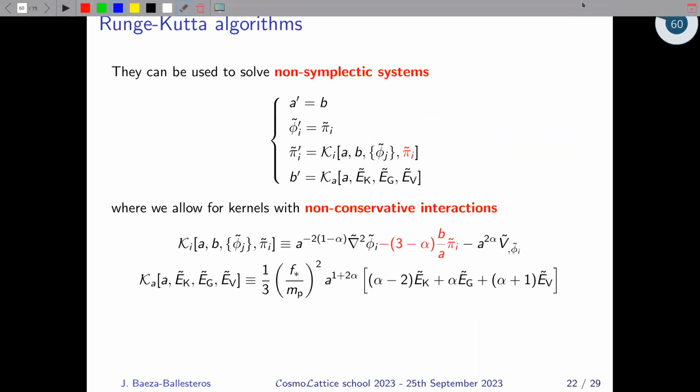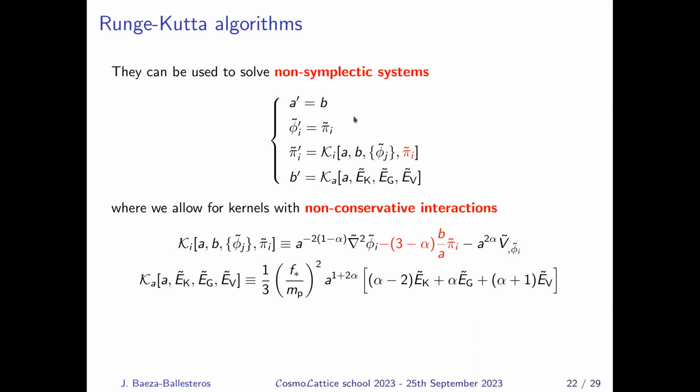And in this case, they are more generic because they can also be used to solve non-symplectic systems. So you can consider some model in which the kernel for the scalar fields depends on the scale factors. The kernel for the conjugate momentum depends on the conjugate momentum itself. So for example, here you can consider some kernel that has some factor proportional to the conjugate momentum. And these Runge-Kutta algorithms allow you to solve that.